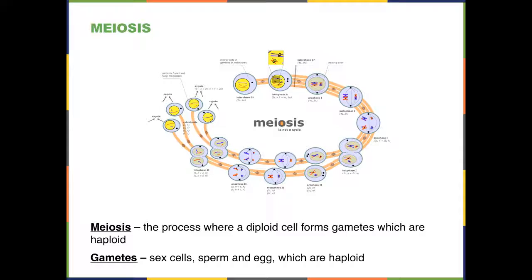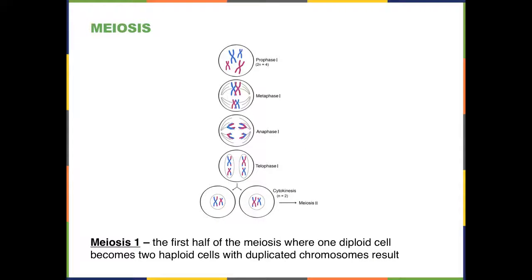As I said, gametes are the sex cells, or the sperm and the egg. These are the only normally occurring haploid cells that we have in our body. All of the other cells in our body are diploid. All of the other cells have homologous pairs. The gametes, or sex cells, are the only ones that are haploid and do not have homologous pairs, only one homolog from each chromosome.